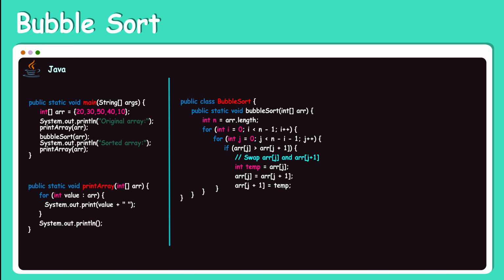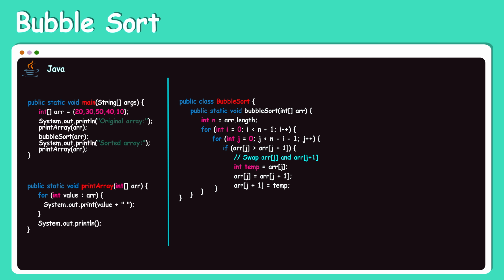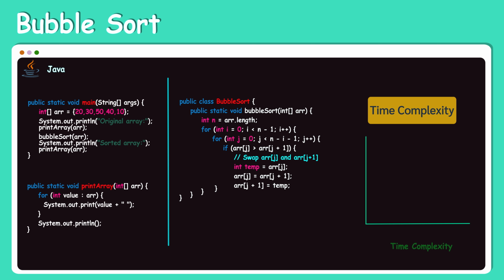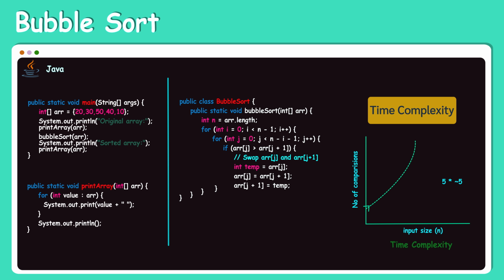Now let's try to analyze the time complexity of bubble sort. If you take the input array size 5 on the x-axis, against the number of comparisons we have done in the iterations, the number of comparisons comes to 5 times nearly 5, that is 25. Meaning it is n squared.